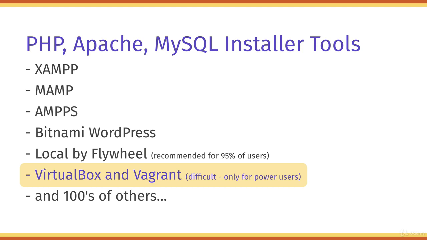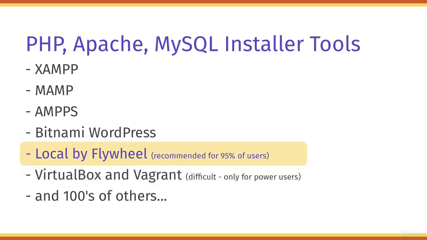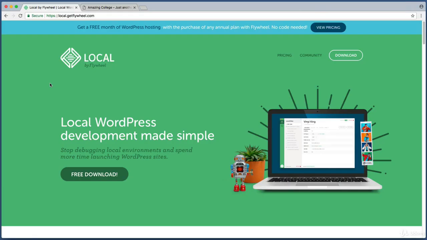If you are interested in VirtualBox and Vagrant, stick around until the very end of this video and I will show you how to get started. Okay, but for 95% of us, right now, let's go install Local by Flywheel. This is by far my favorite way to get WordPress installed on your personal computer.